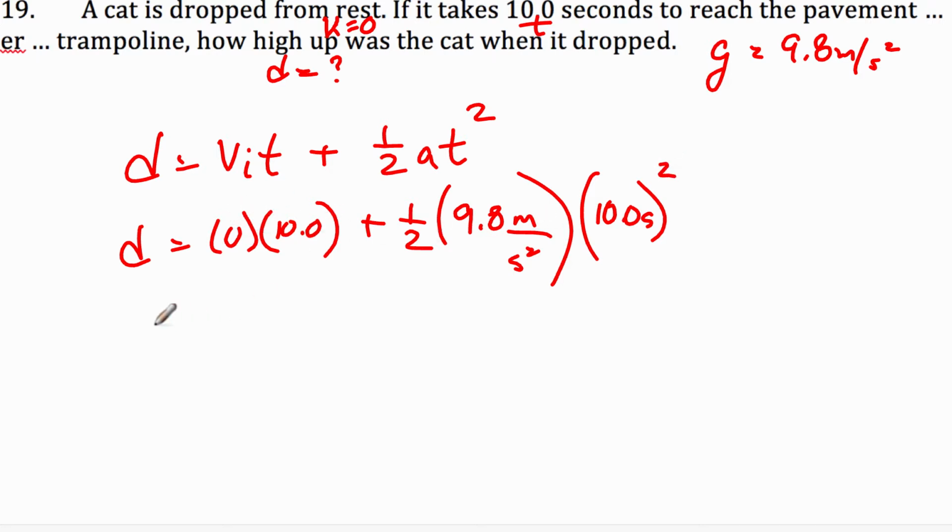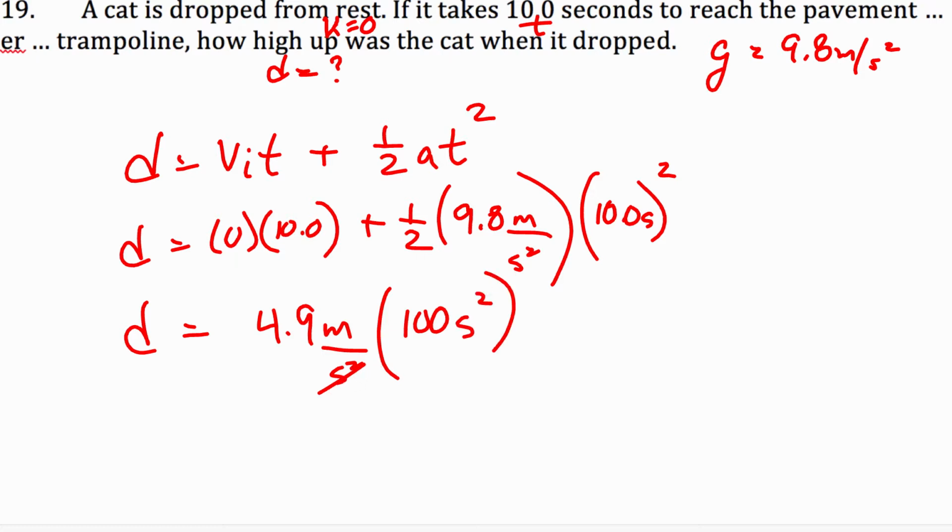Okay, 0 times 10 is nothing. So it'll be 1/2 times 9.8, that's 4.9 meters per second squared, times 10 seconds squared would be 100 seconds squared. So the seconds squareds cancel. Now I just have to go 4.9 times 100. So that'd be 490. 490 meters up. That's how high the cat was dropped from. That's a pretty good distance.